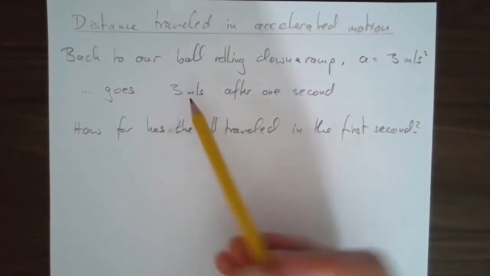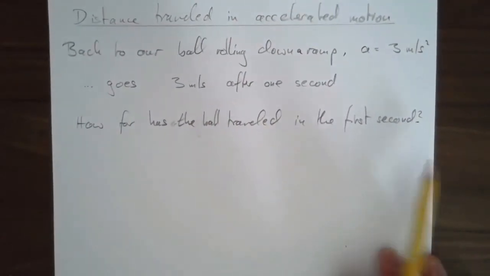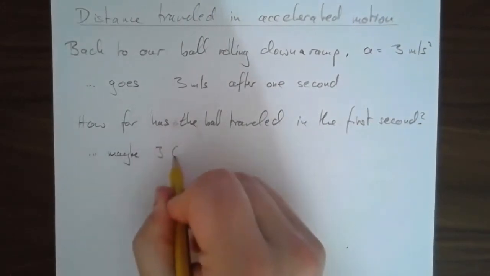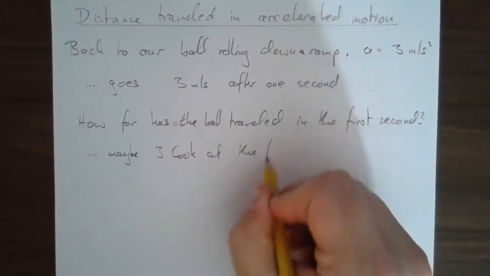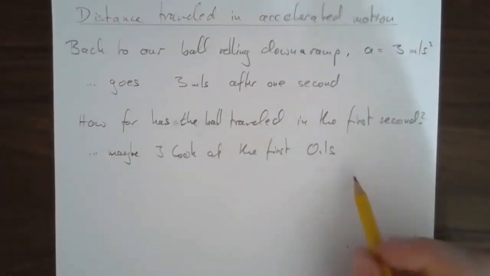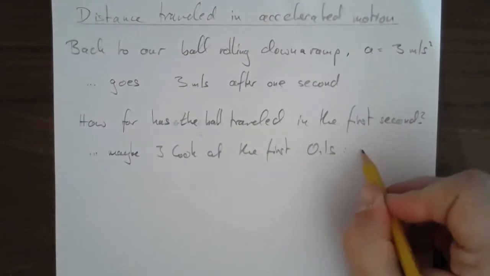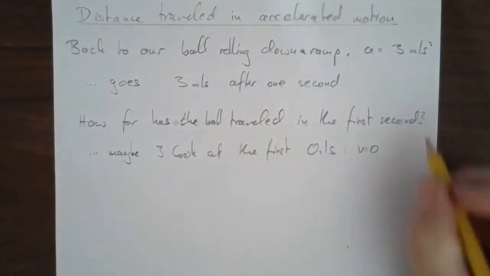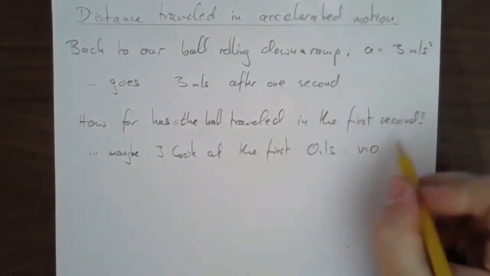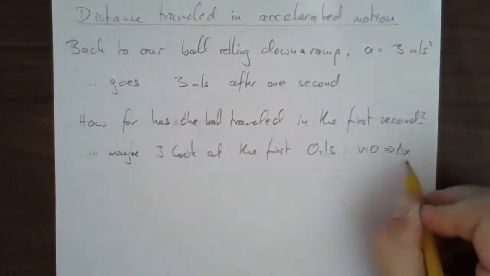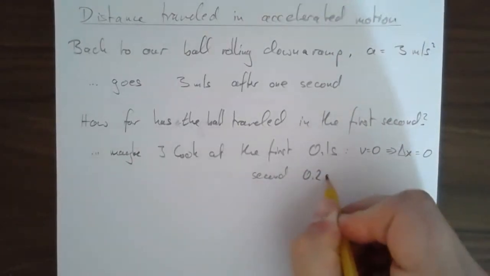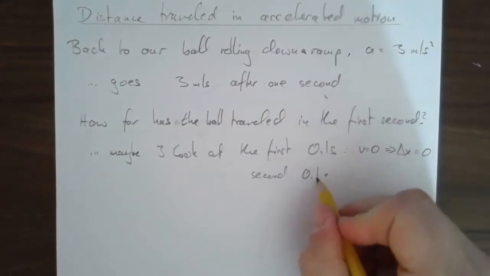So how can I figure this out? Something you might think about is to look at the first 0.1 second. At the beginning of that interval we are going 0, so v equals 0 because we're just starting. That means my change in position, delta x, is equal to 0. Then the second 0.1 seconds. We're splitting our 1 second into 10 different chunks.